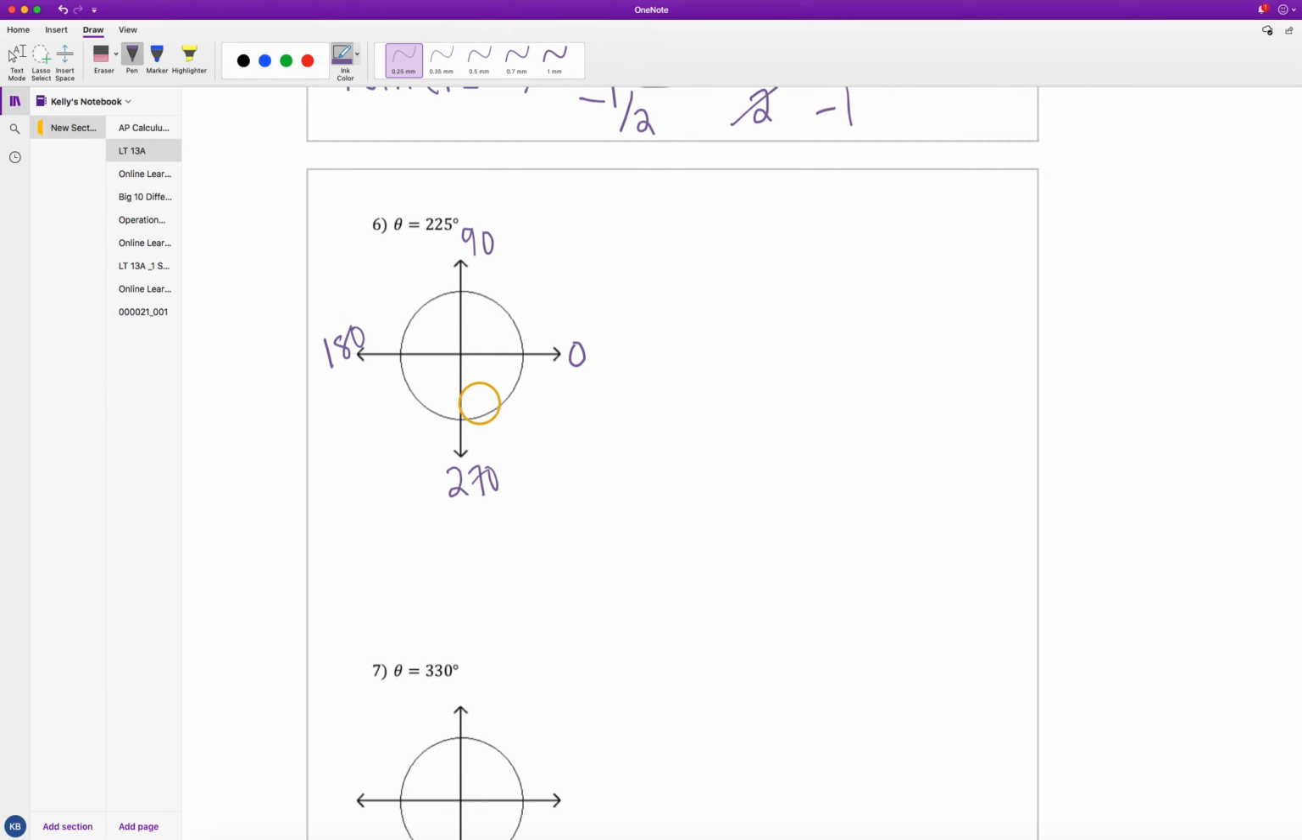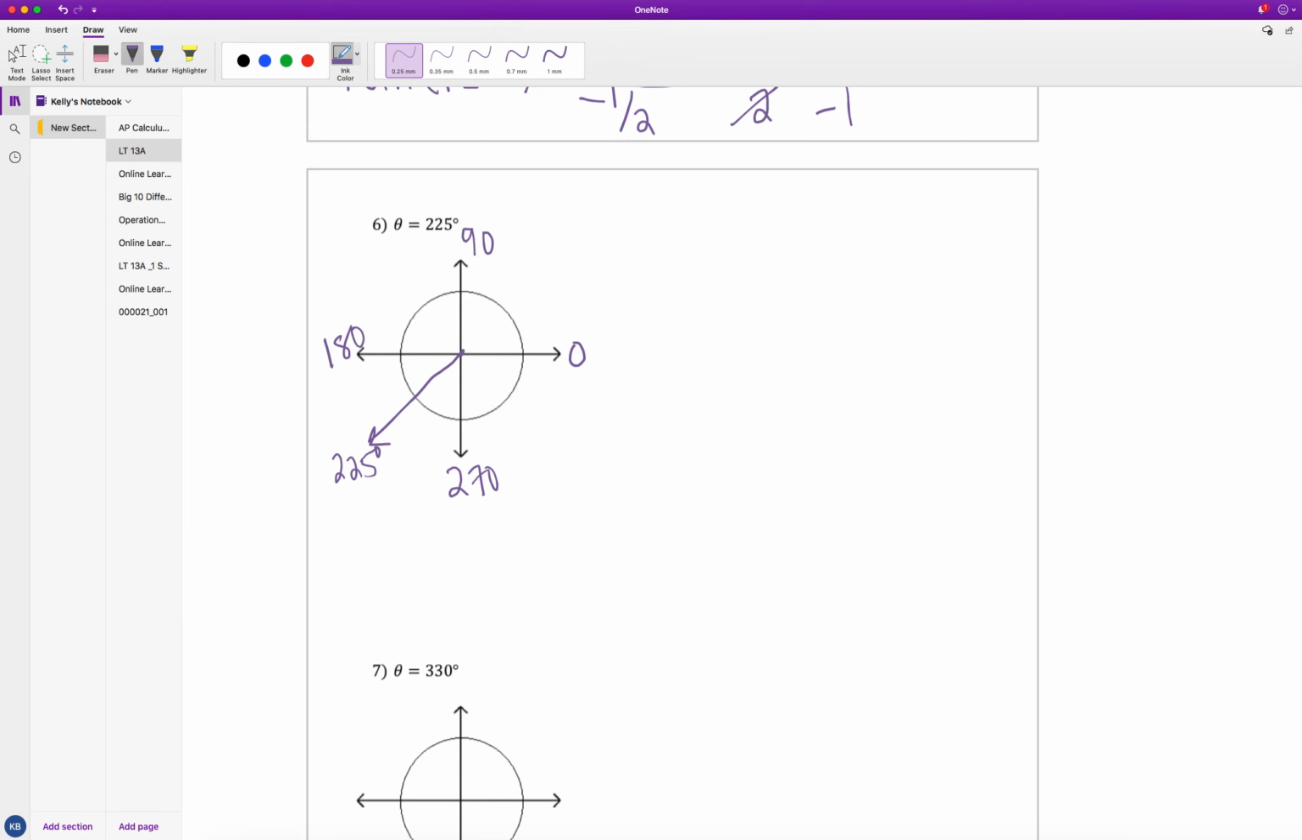Now, in each quadrant, remember I have the low angle, the middle angle, and the high angle. Now, to get from 180 to 225, I would need to add 45, which means that 225 is the halfway angle right there. And that's the angle going all the way from 0 all the way around to this terminal side.